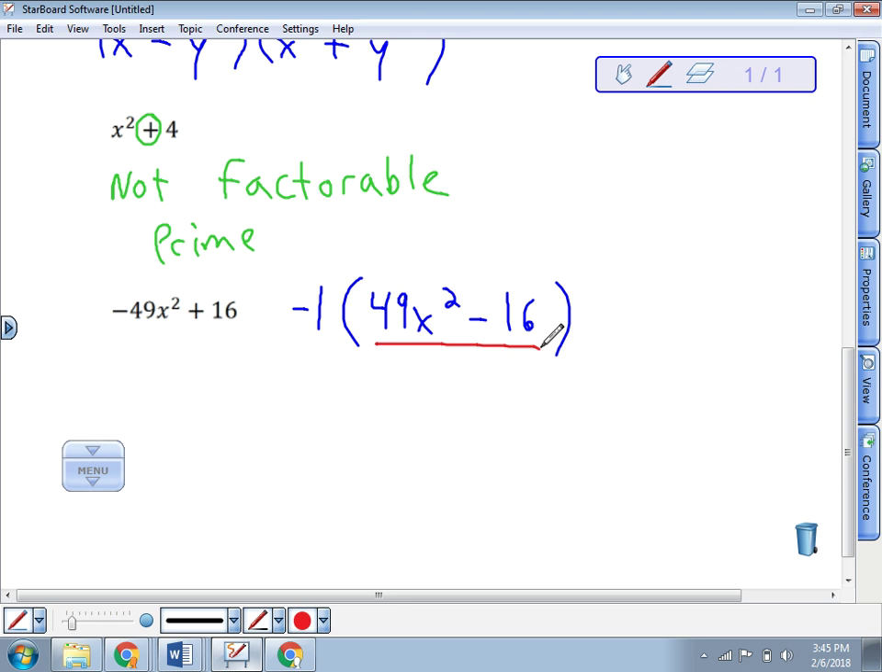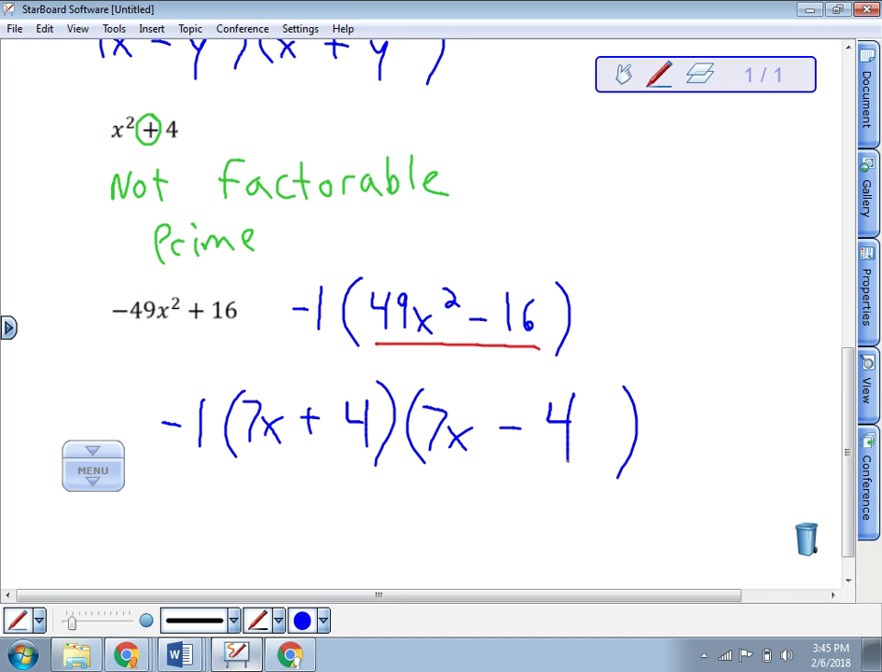So my final answer is going to look something like this. I'm going to keep that negative 1 on the outside. I'm going to put my two sets of parentheses. I know it's going to be plus and minus, because the signs are always switched. Then I look at the 49x squared. What's the square root of 49? Well, it's 7 and 7, but I've got an x squared, so it's got to be 7x times 7x. And then I look at the minus 16. I know that's going to be plus 4, minus 4, and there is my final answer. So there is our lesson on factoring binomials, especially when most of them are going to be a difference of perfect squares.